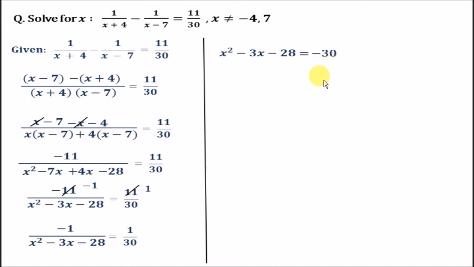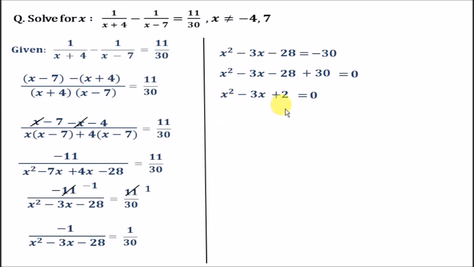Now let's bring minus 30 to the left hand side. So we will get x squared minus 3x minus 28 plus 30 equals to 0. x squared minus 3x plus minus minus, 30 is the bigger number, so we will get the overall sign as plus. 30 minus 28 will be 2. So plus 2 equals to 0. So our quadratic equation is x squared minus 3x plus 2 equals to 0.